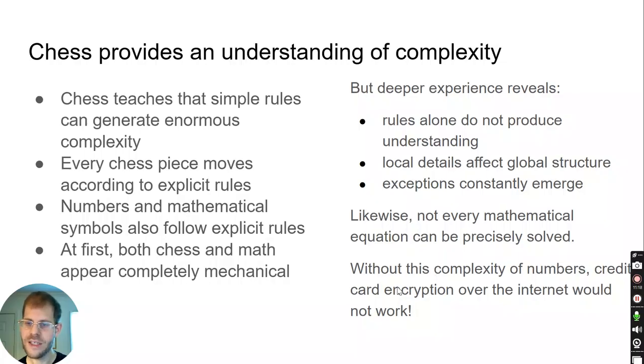And it's that same complexity of numbers, which is why credit card encryption over the internet works. Without being able to use that complexity of numbers, we wouldn't be able to buy things over the internet. So it's pretty important to our economic system.